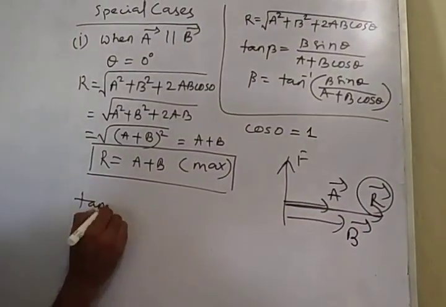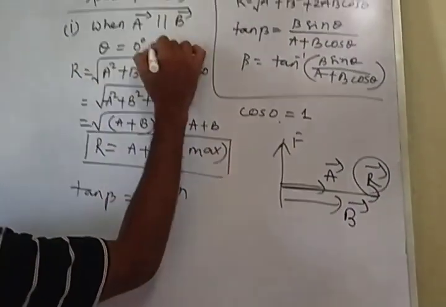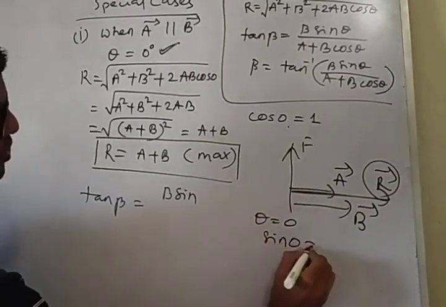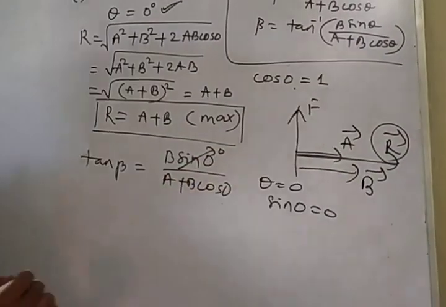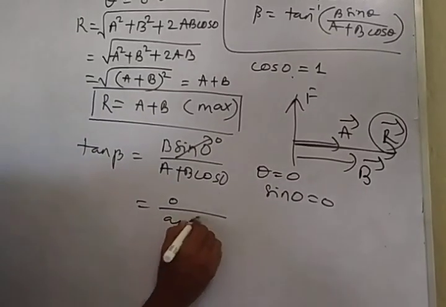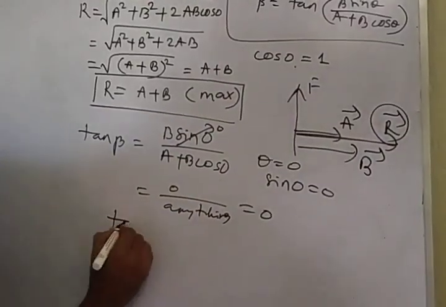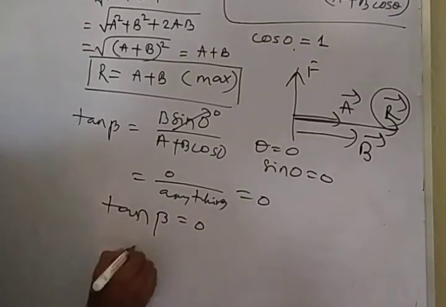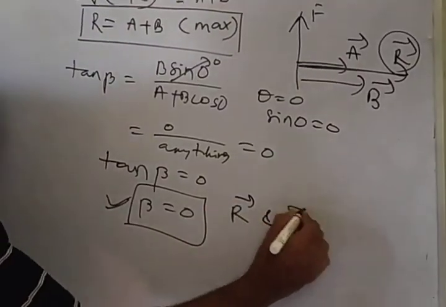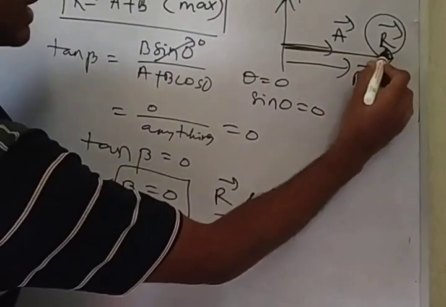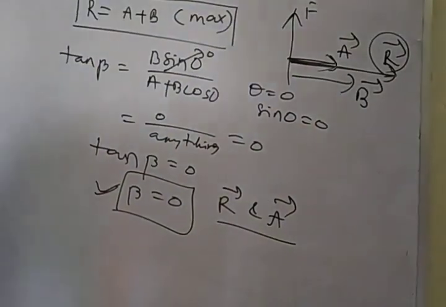So now tan beta equals B sin theta by A plus B cos theta. What is your theta? Theta is 0 here, and sin 0 is 0. So B sin 0 by A plus B cos 0. You know sin 0 is 0. So 0 by anything, whatever may be there in the denominator, is always 0. So when tan beta is 0, beta will be 0. So beta is the angle between the R vector and the A vector, I mentioned. So here R is along the direction of the A vector. So the angle between the R vector and the A vector is 0. So this is the first case.